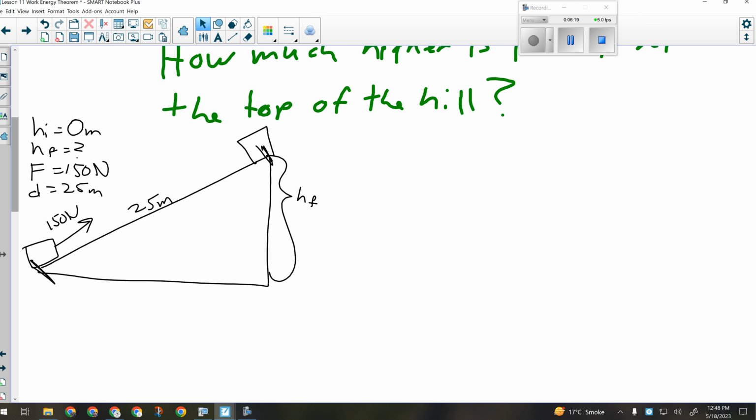Am I changing the speed of the object at all? It doesn't mention it, so we have to assume that we're not. But we are making the object go up. When we get to the top, we will be vertically higher than we were before. So what kind of energy am I changing about the box? It's potential energy. So this question is a change in potential energy question.